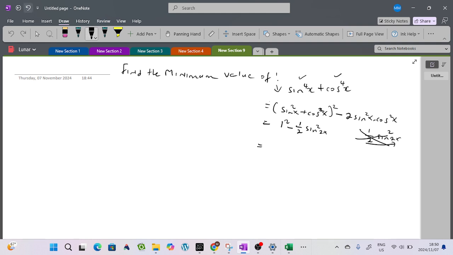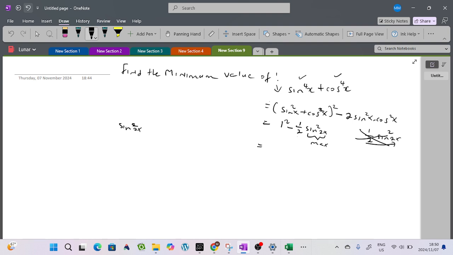Now you look at the part of the function which is changing. The part which is changing is sine squared 2x. This is the variable part, the part we can control. Since we're subtracting, we need this part to be at maximum. So we need to maximize sine squared 2x in order to get the minimum of this expression.